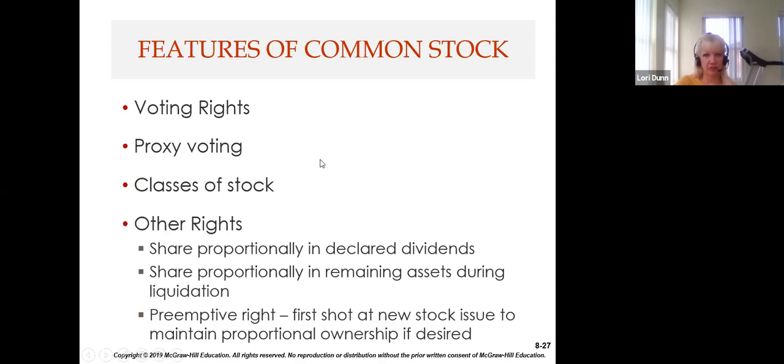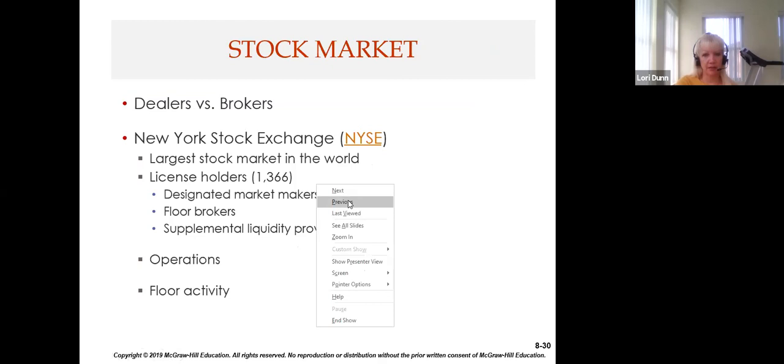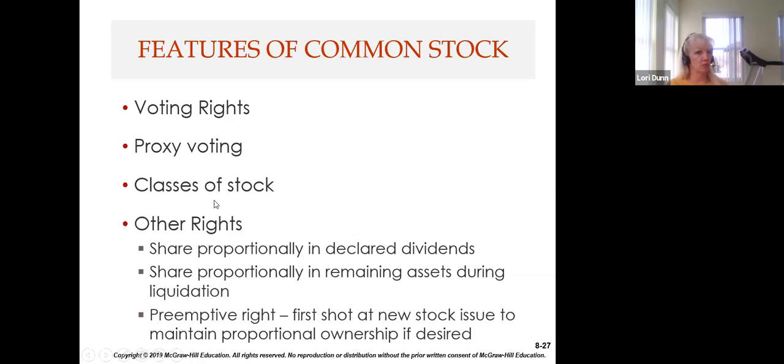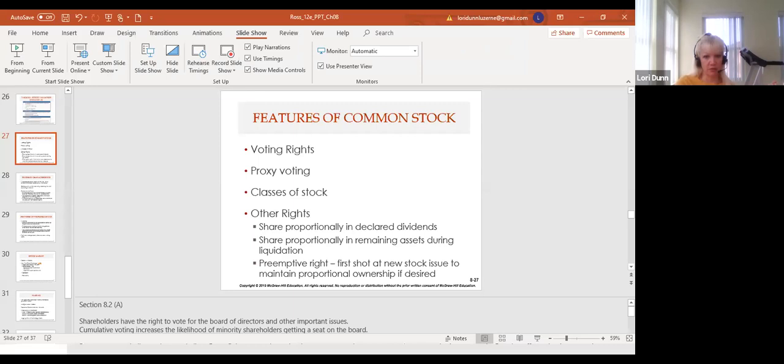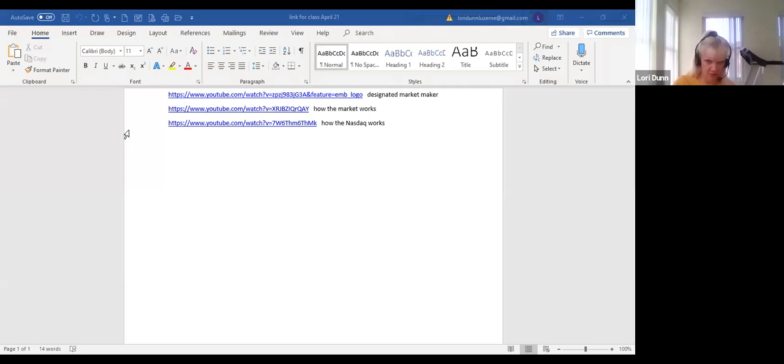what is involved. Let me just see something quick. Okay, so I'm going to probably head out to a Word document. So here's the rights just presented in our PowerPoint. Voting rights, what we call proxy rights, we're going to look at classes of stock and other rights related to common stock. So I'm going to shut that down and go out to a Word document. We could take some notes here so that we get some very specific information. So let me stop sharing that and share this Word document. Okay, so you should see a blank Word document. Just let me know if you don't.